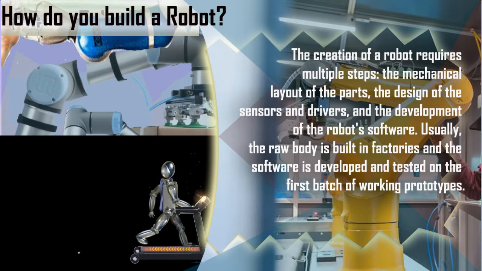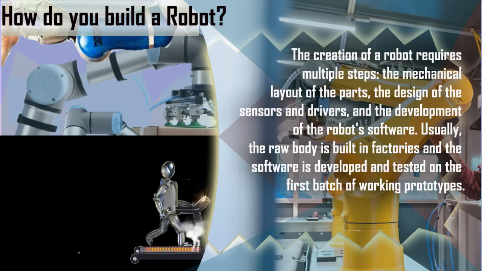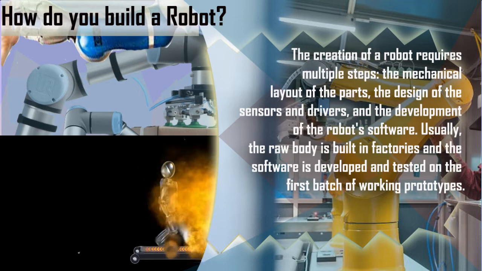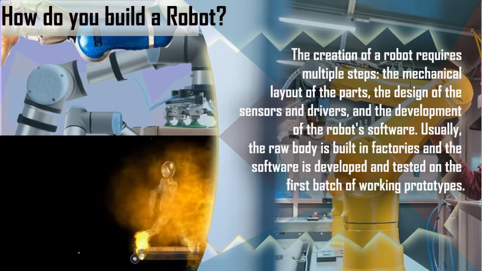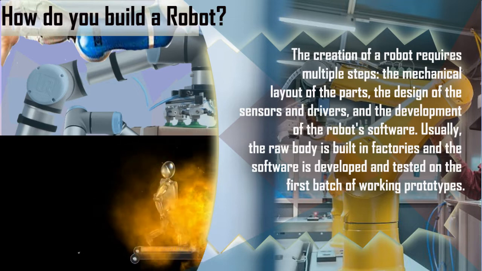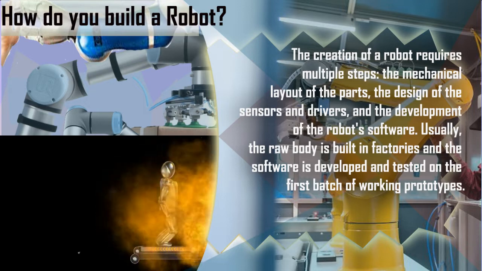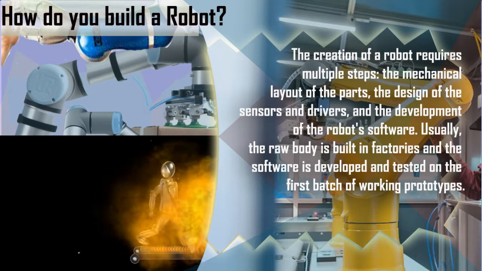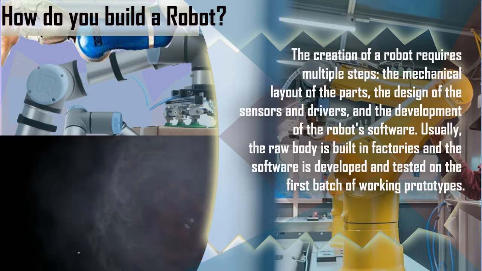How do you build a robot? The creation of a robot requires multiple steps: the mechanical layout of the parts, the design of the sensors and drivers, and the development of the robot's software. Usually, the raw body is built in factories, and the software is developed and tested on the first batch of working prototypes.